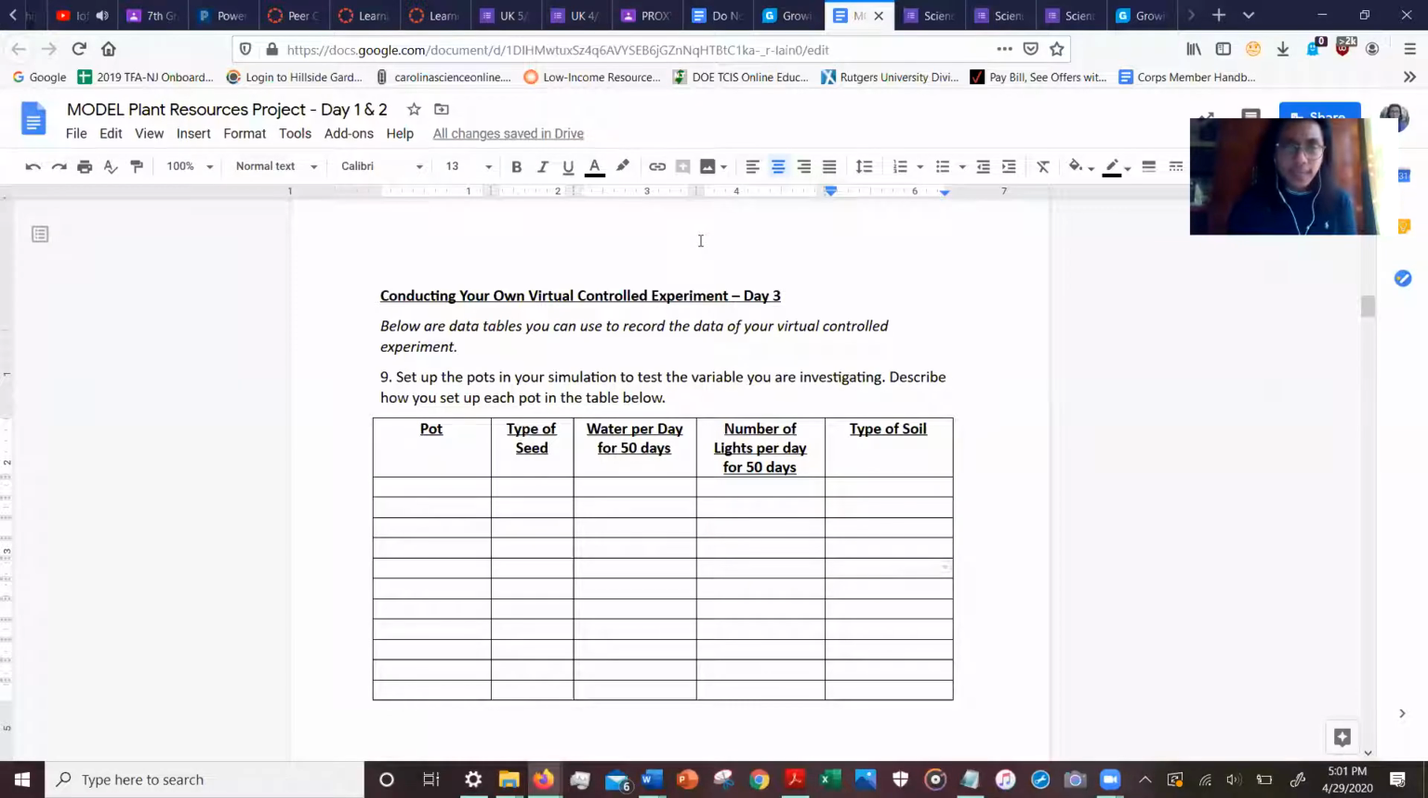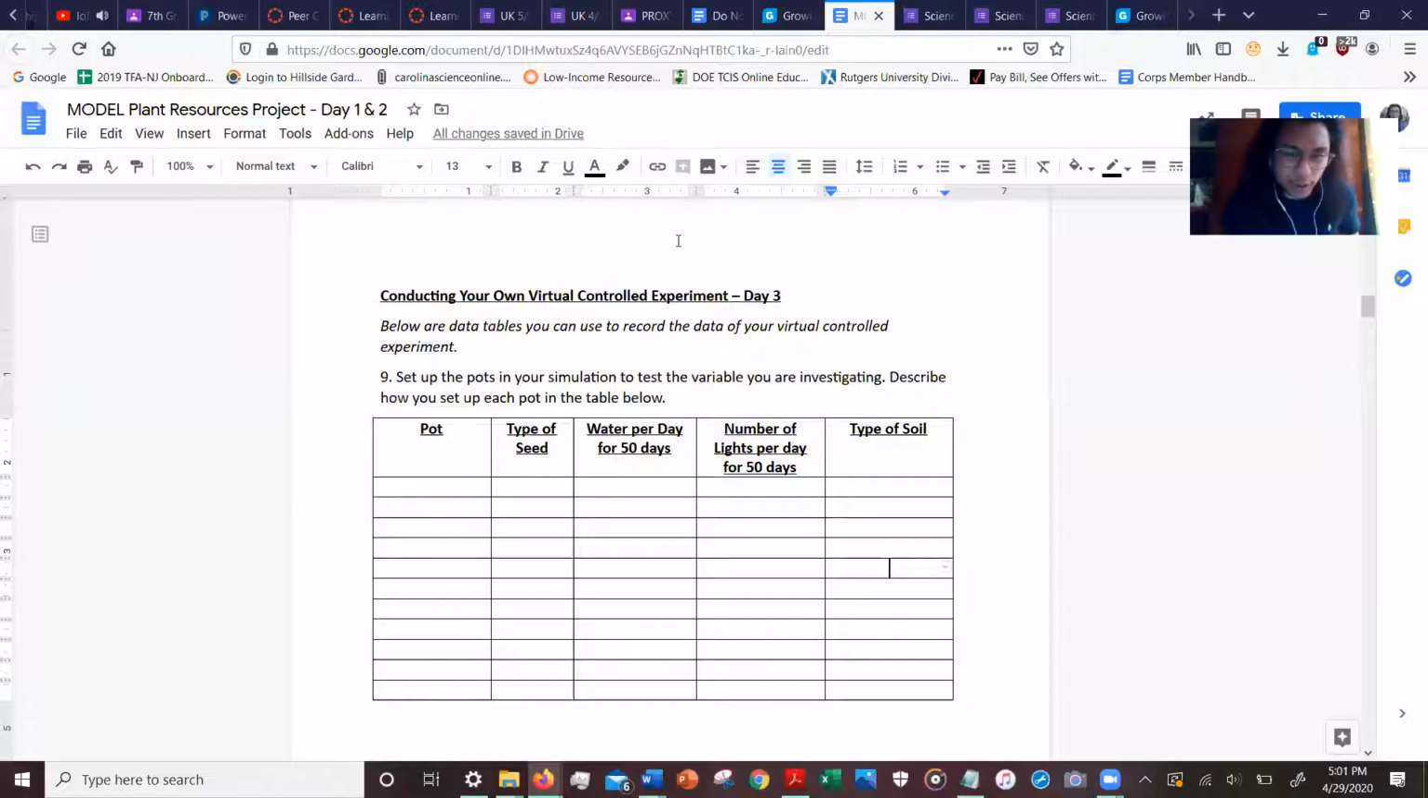Make your way to the data table. Questions 9 and 10 is what we're focusing on today. 9 is asking you to set up your experiment by writing down exactly what your groups look like. Now, if you haven't completed questions 1 through 8, I need you to pause right now because you need to be completely certain, confident about answering those questions before moving on.